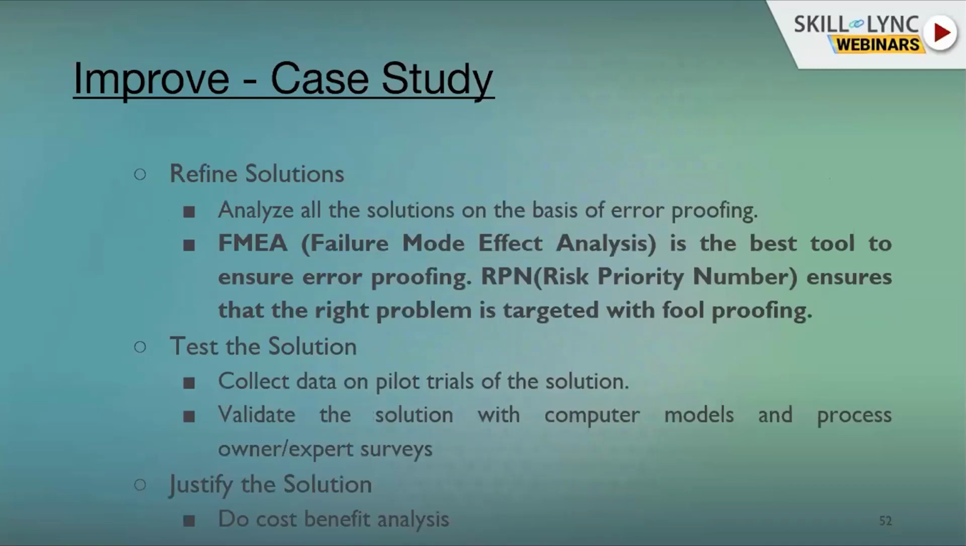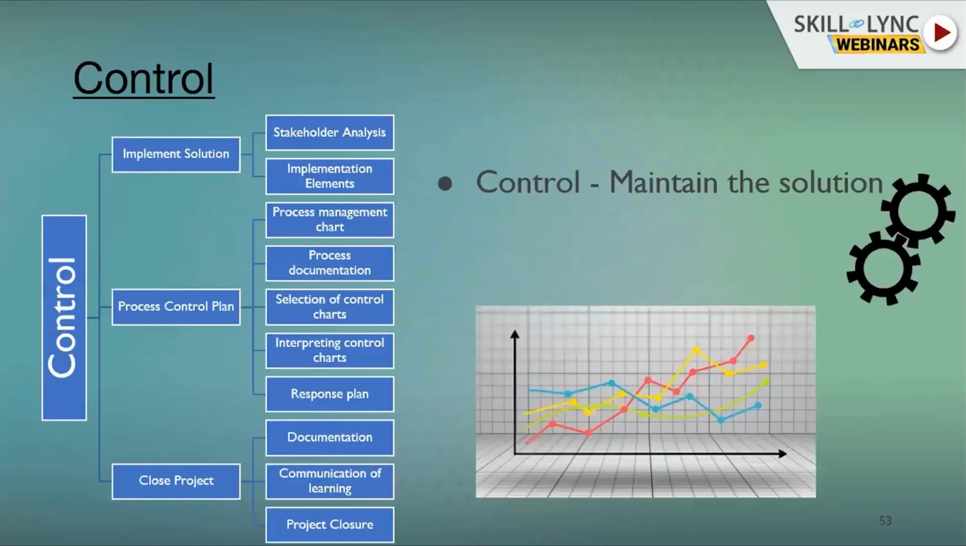So in failure mode effect analysis, what we do is risk priority number. If we implement this, what is the risk? Okay, the higher the risk priority number, the higher is the problem. The lower the risk priority number, the more foolproof it is. That is how it is implemented. And also it works otherwise: this problem is critical, how critical is it? In that case also failure mode effect analysis can be used to find that out. So then we test the solution. Then we justify the solution. We do cost benefit analysis.